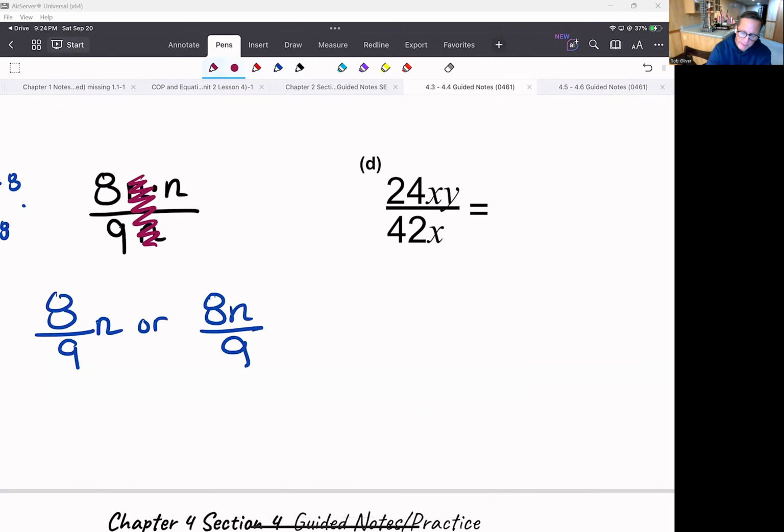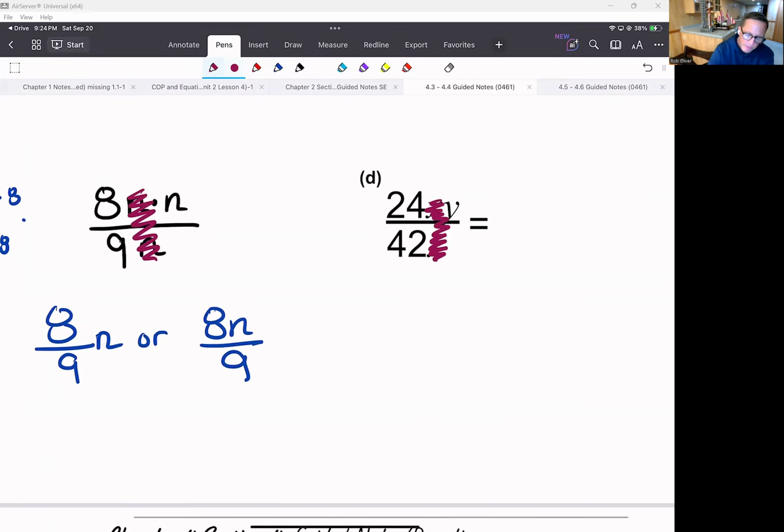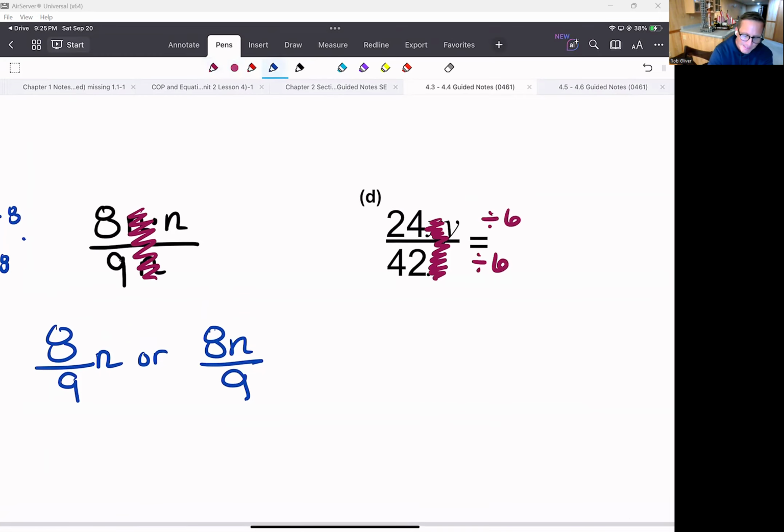Okay, on this one right here, we can cancel off the x's. Just get that over with. All we're left with is a y. And on this one, we can divide by what? 6, right? We can get 6. So we got 42 divided by 6, or 24 divided by 6, and 42 divided by 6. Now, 24 divided by 6 is 4. And there's a y there, so I'll leave the y on there. And then 42 divided by 6 is 7.